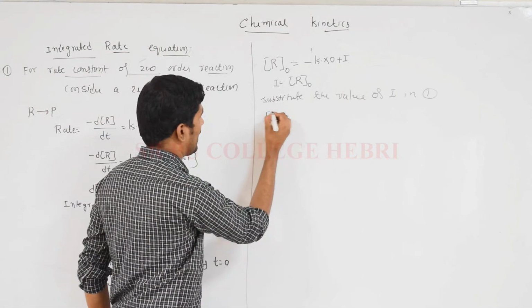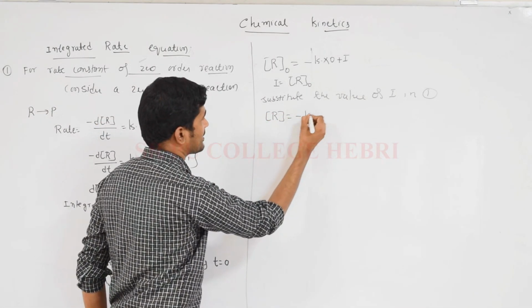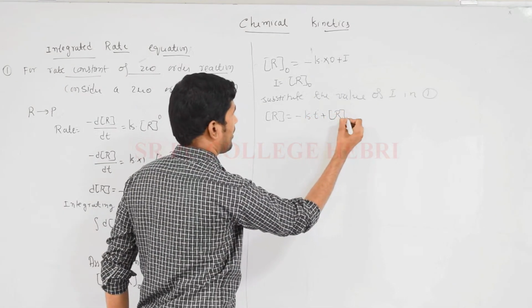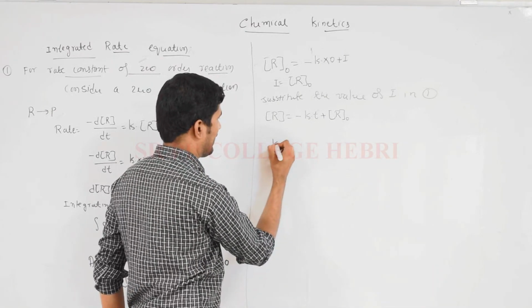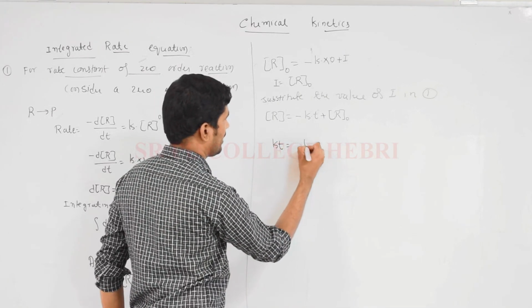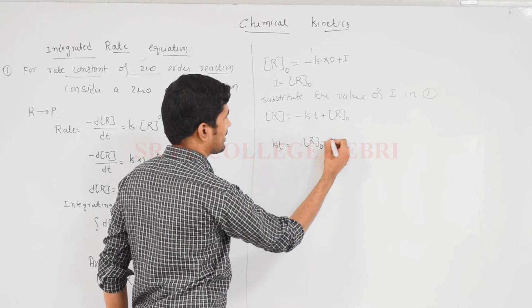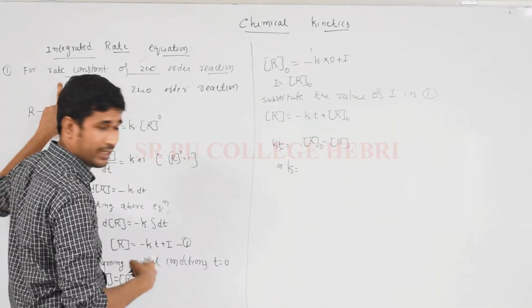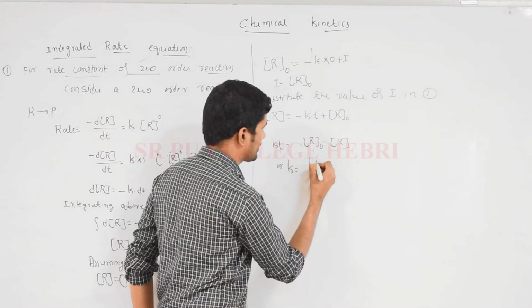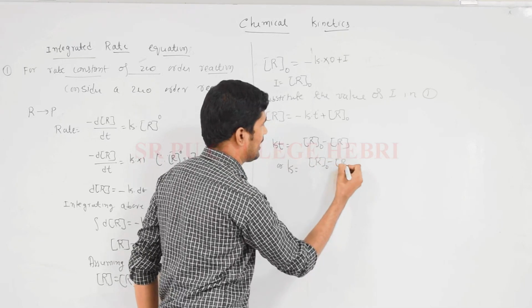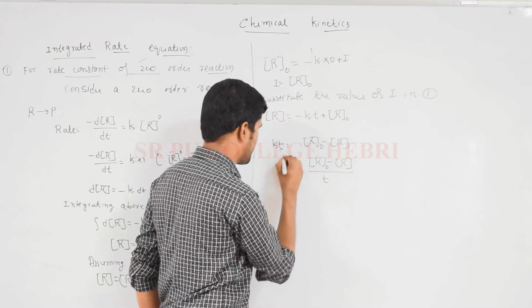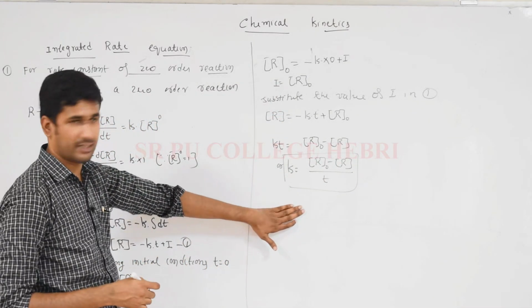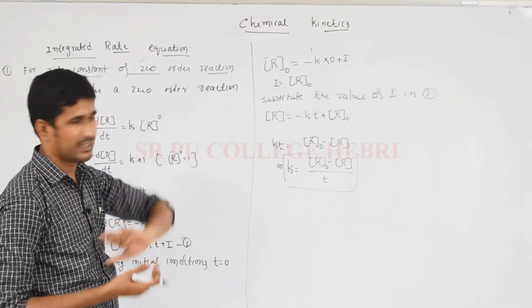So what you will get: R is equal to minus K into T plus R naught. Now rearrange this: KT is equal to R naught minus R. We have to get the equation for K, the rate constant. K is equal to R naught minus R divided by T. This is very, very important. If you derive up to this much, you will get 3 marks. Understood?